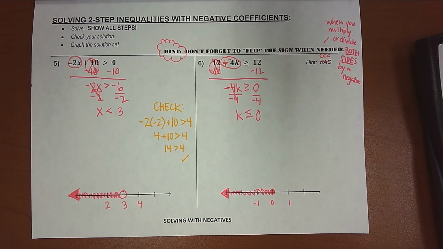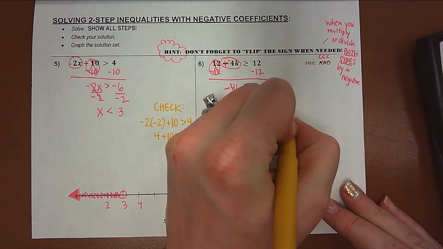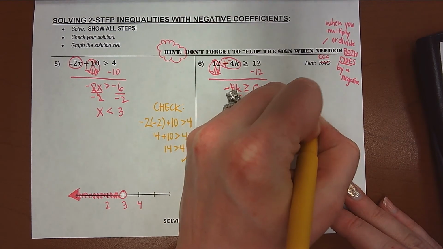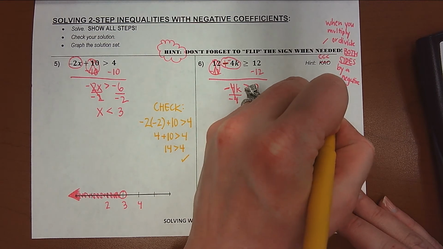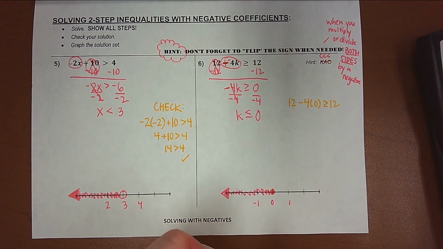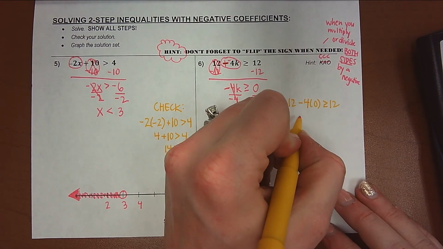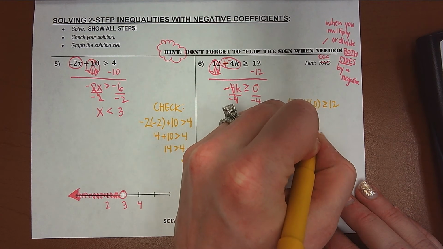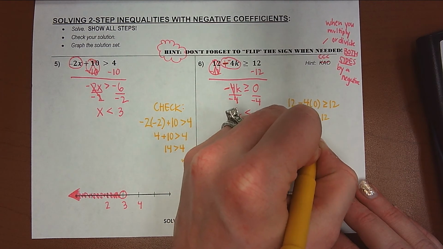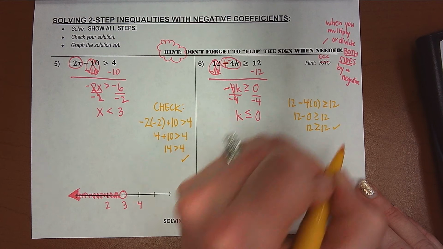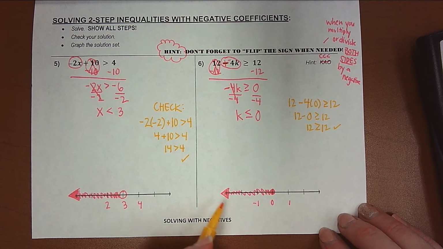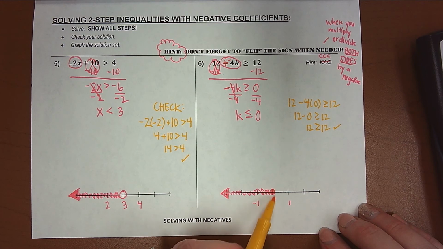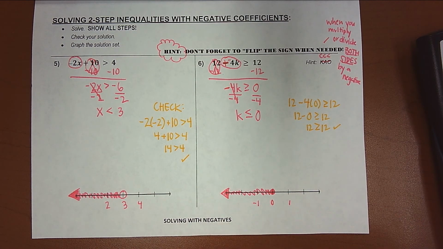When I check my answer, maybe I'm going to start with 0. 12 minus 4 times 0, is that greater than or equal to 12? Well, 4 times 0 is 0, so 12 minus 0 is 12. 12 is greater than or equal to 12, so that checks. I could also check another number smaller just to make sure that I shaded the right way, because all that's saying is yes, 0 should be filled in.